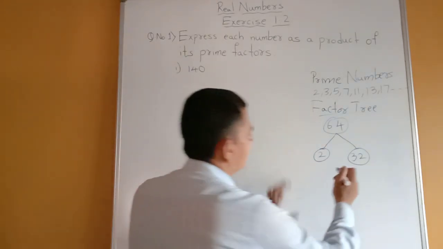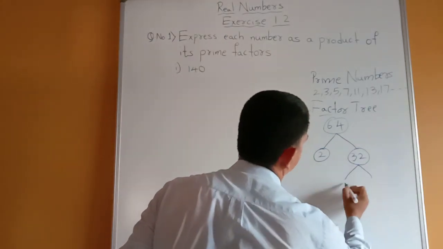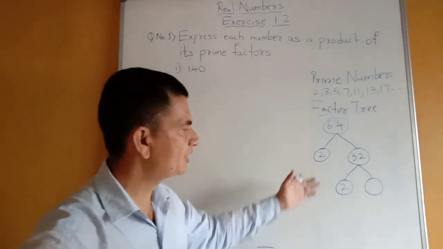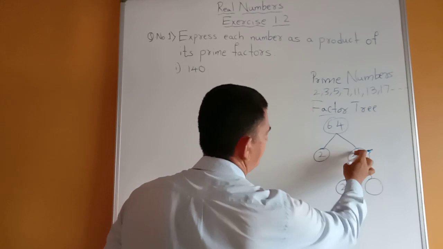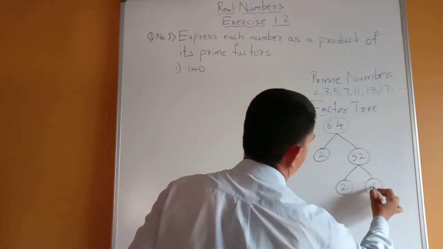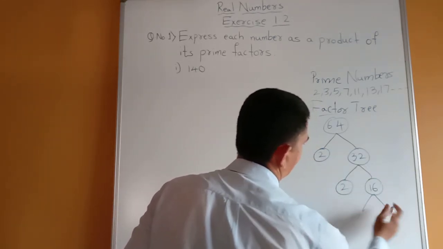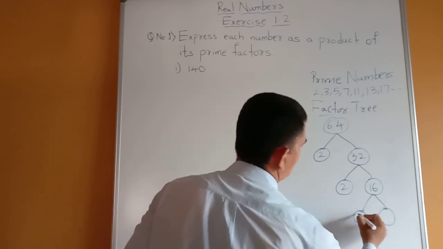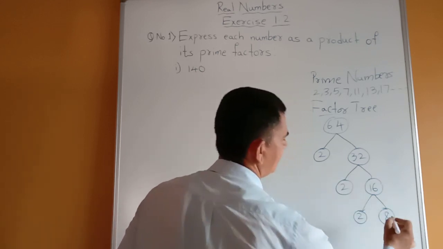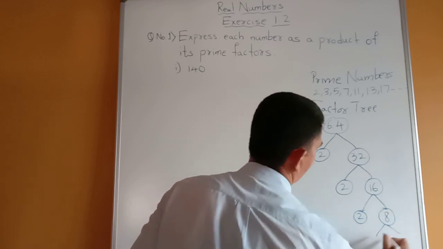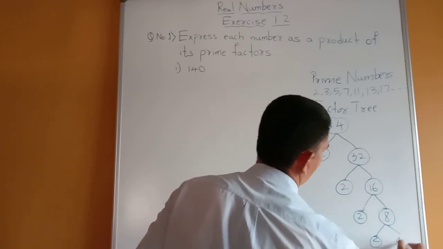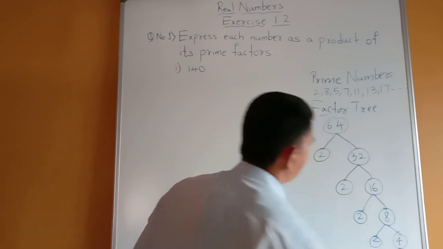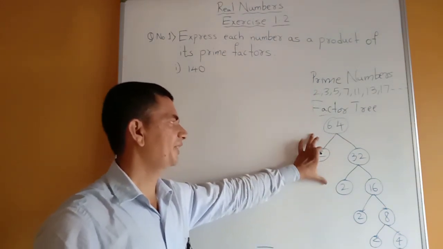So again we can take this one. Again we have to do the same with the help of prime numbers. 32 divided by 2 is 16. Again 2 is a prime number. Leave that. Again we can do 16 by 2, which is 8. After that again 2 fours are 8, so 4. Here 2 twos. This is one small example of the factor tree.